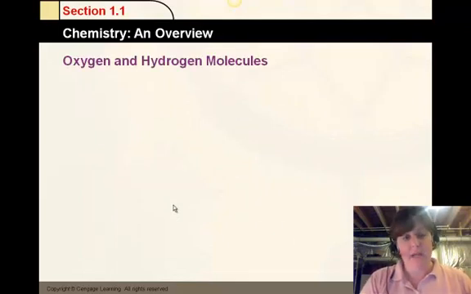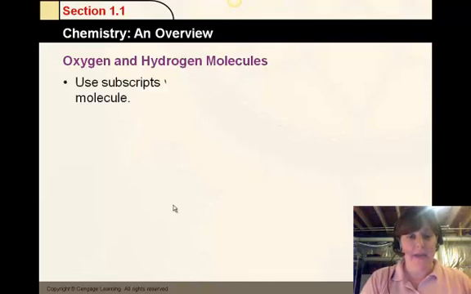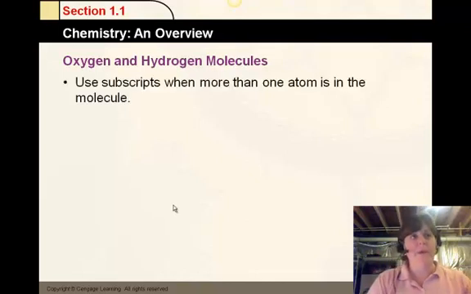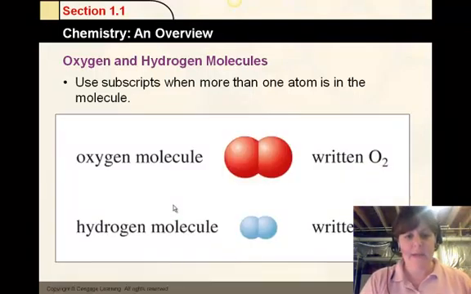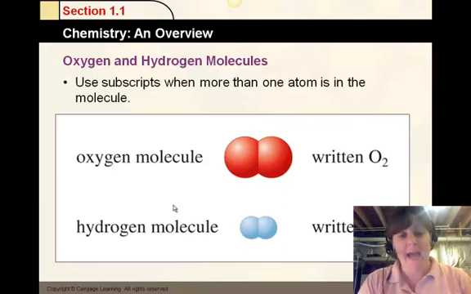Oxygen and hydrogen molecules, although they're elements or atoms, sometimes we refer to these as diatomics. We use subscripts when more than one atom is in the molecule. So here's an oxygen molecule, O2, or a hydrogen molecule, H2. And remember the little phrase, I bring clay for our new house: iodine, bromine, chlorine, fluorine, hydrogen, oxygen, and nitrogen are those elements that, when written by themselves, have a 2. And actually, even though oxygen is an atom, O2 is considered a molecule.